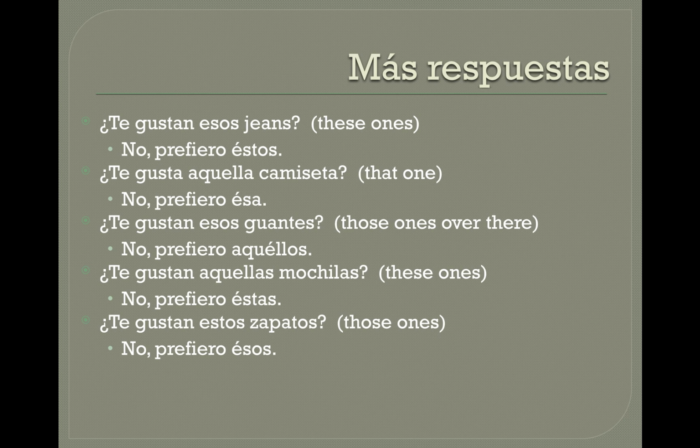estos agrees with jeans. ¿Te gustan estos zapatos? These shoes? No, I prefer those ones. Prefiero ésos.